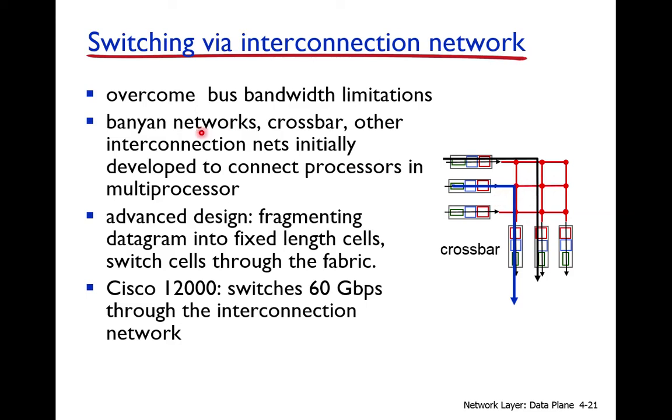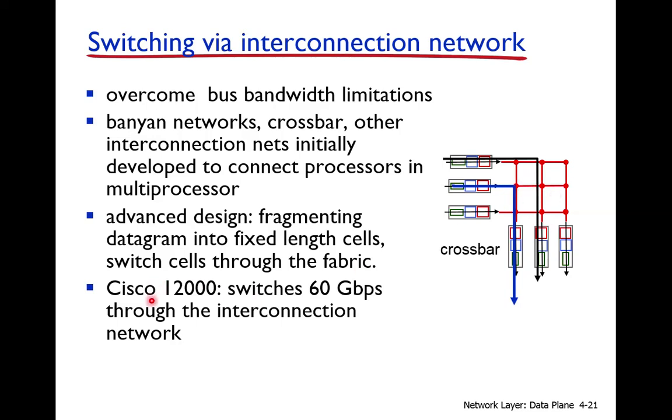We have different types of networks, such as Banyan networks, crossbar and other interconnection networks, that were initially developed to connect processors in multiprocessors. Based on those concepts, this crossbar was developed. It is an advanced design, fragmenting the datagram into fixed length cells and switching cells through the fabric. You can see that the input ports and output ports are connected through the crossbar in this way. If two input ports want to transmit data to two different output ports and they don't intersect in the crossbar, then they can be forwarded at the same time.